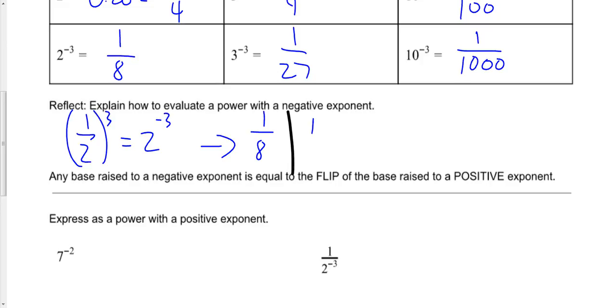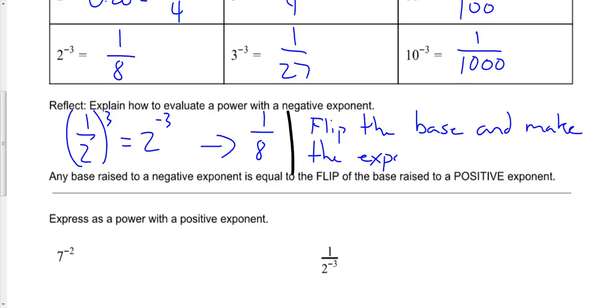So we're going to flip the base and make the exponent positive. Okay, so any base raised to a negative exponent is equal to the flip of the base raised to a positive exponent.